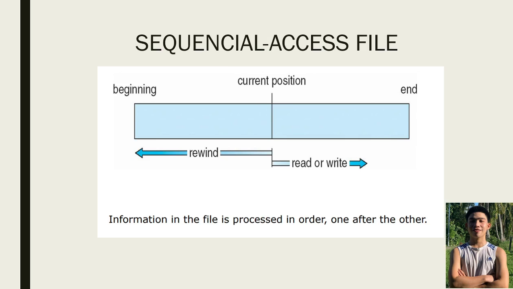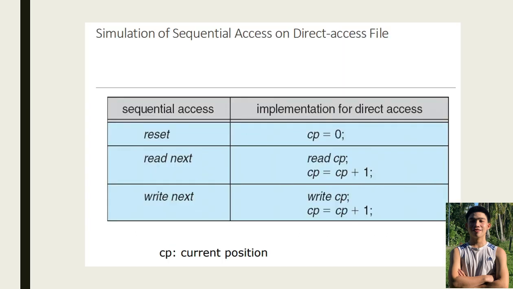So this is the sequential access file. Information in the file is processed in order, one after the other. If you are in the current position, you are able to rewind it and read or write. And this is the simulation of sequential access on direct access file. For the sequential access reset, its direct access would be CP = 0.